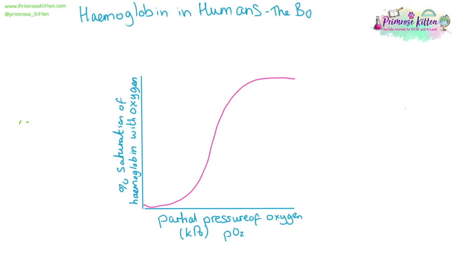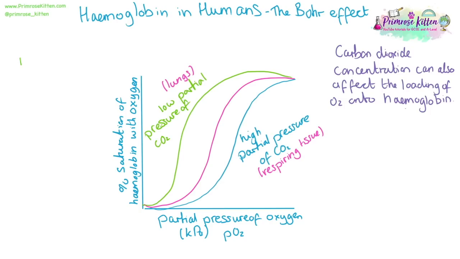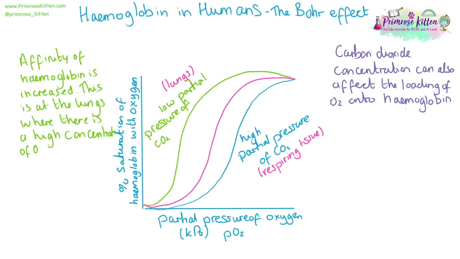Another thing to talk about with this graph is the Bohr effect. So the concentration of carbon dioxide can also affect the loading of oxygen onto hemoglobin. If there is a low partial pressure of carbon dioxide, for example in the lungs, the affinity of hemoglobin is increased. Within the lungs, there is a high concentration of oxygen. So oxygen is readily loaded onto hemoglobin.